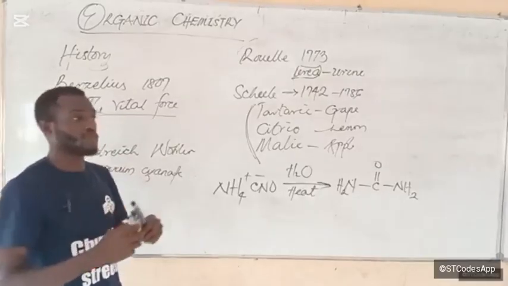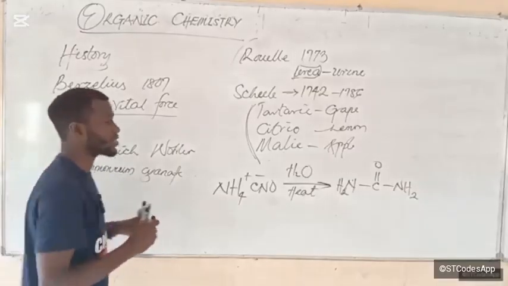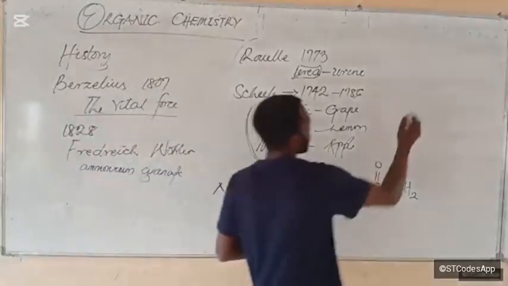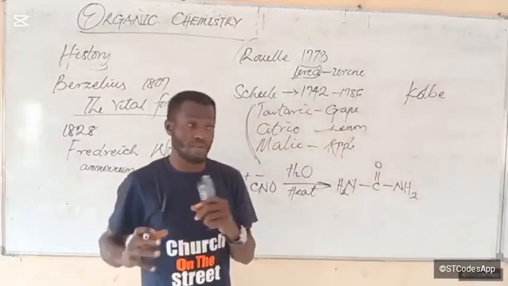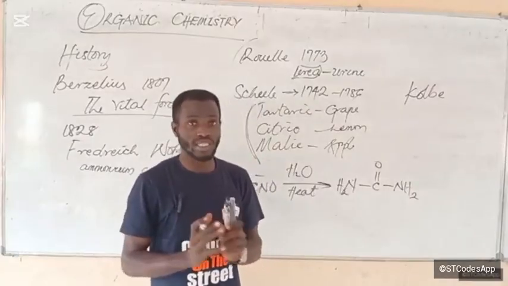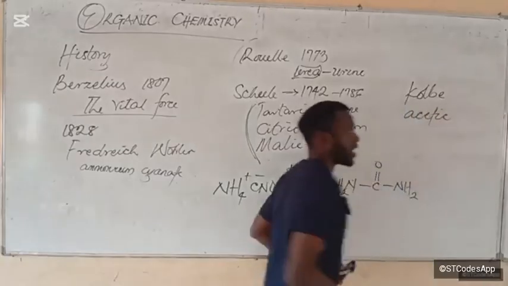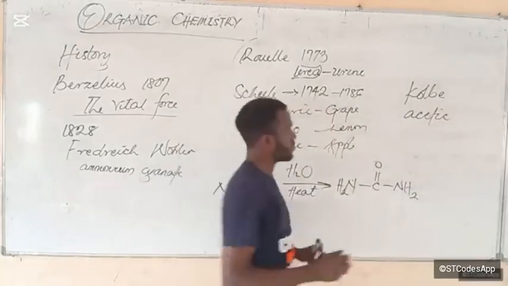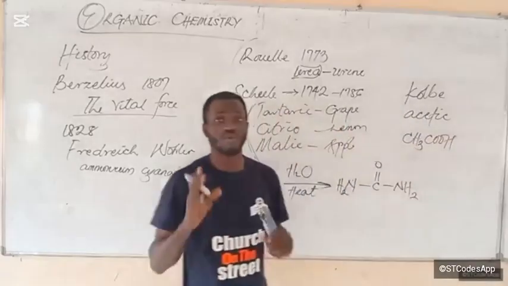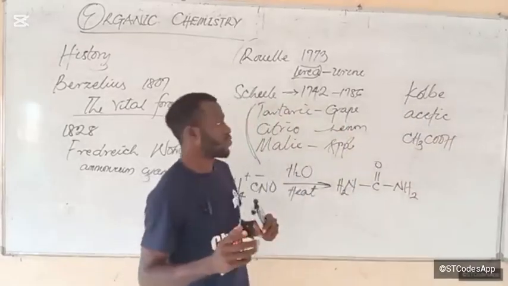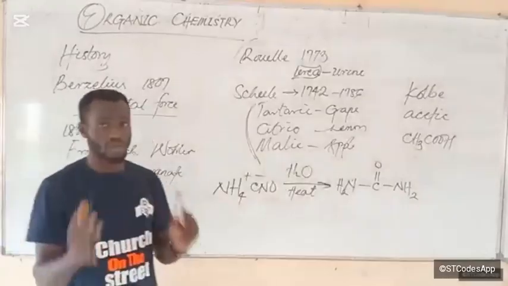Then again, someone else, I can't remember his name right now, that's Kolbe, the Kolbe process. I'm going to take us through many chemical reactions after we have covered a whole lot in this series. So Kolbe was able to synthesize acetic acid from its component atoms, its component elements, and because of that, the vital force theory was abolished.